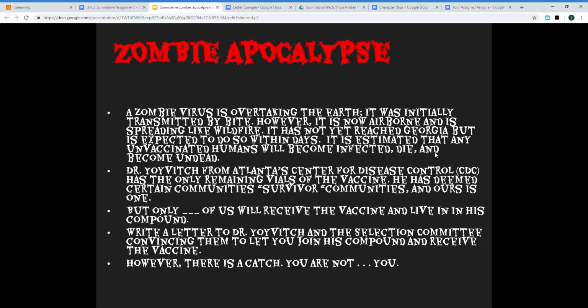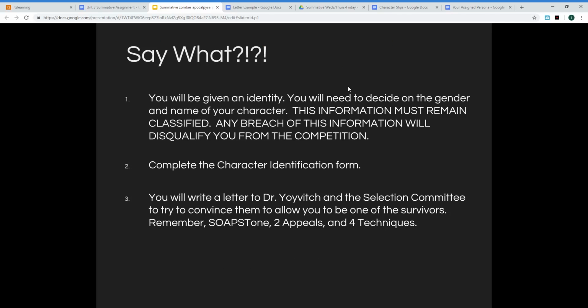However, instead of it just being a random letter where we're not using any techniques, for this assignment, you need to incorporate the rhetorical appeals that we have learned, as well as rhetorical devices. So I will tell you what you need. All right, you'll be given an identity, like I said. You will need to decide the gender. That's totally up to you. You can decide the name of your character. I don't care if it's something funny.